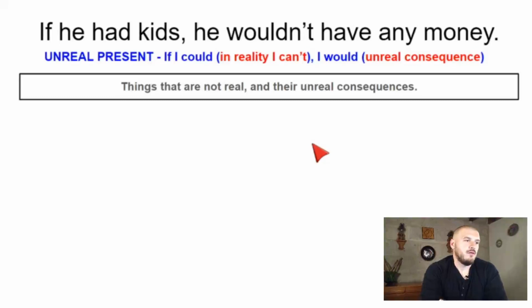So, the original example: if he had kids, he wouldn't have any money. Si tuviera hijos, no tendría dinero. It's unreal, it's not real, okay? Si tuviera hijos, en realidad no tiene. Pero si tuviera, no tendría dinero. So if I could, in reality I can't. Si pudiera, en realidad no puedo. Lo haría. Si pudiera, lo haría. Pero no puedo. Okay, so this is the unreal consequence. These are things that are not real and they're unreal consequences.